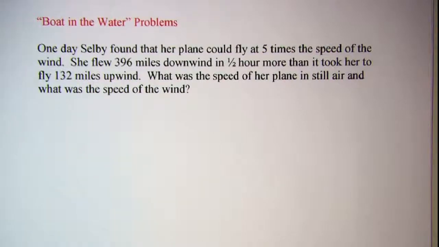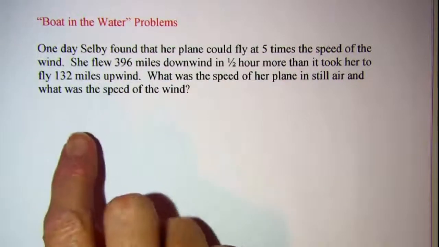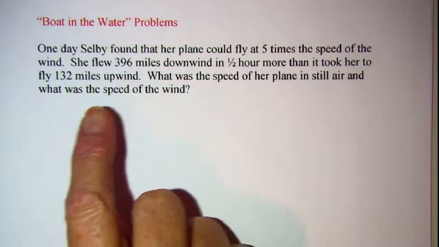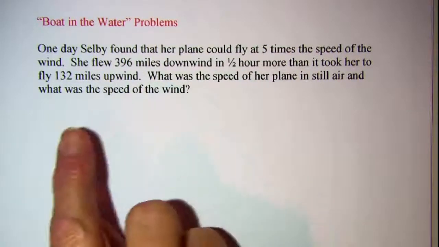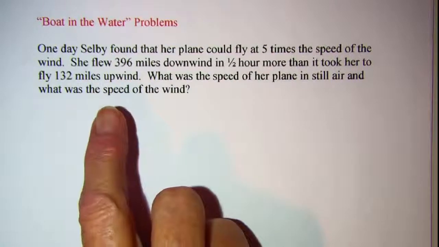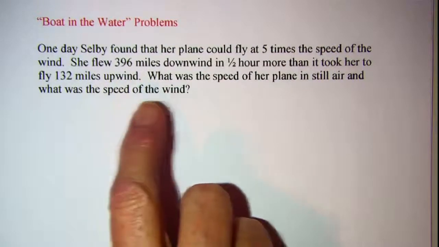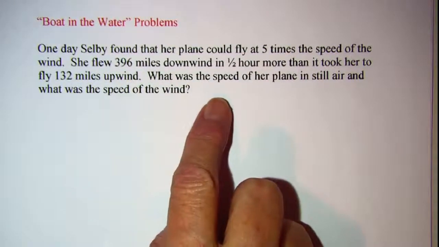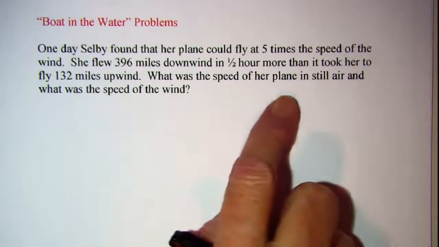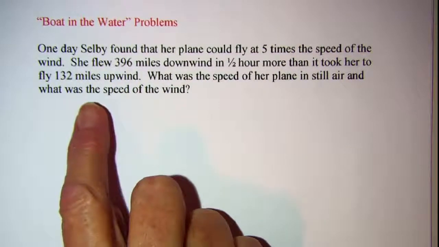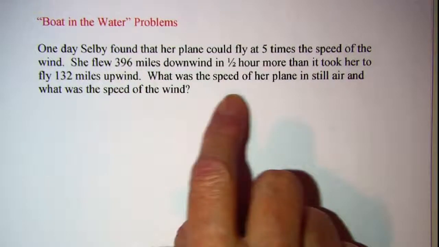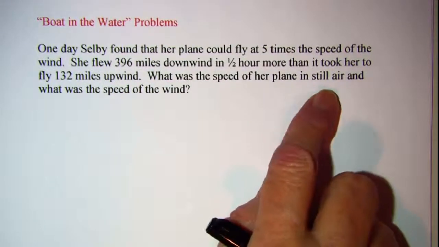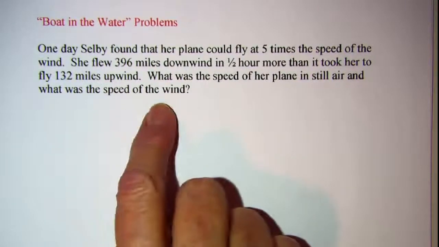So the first problem that we're going to look at is: one day Shelby found that her plane could fly at 5 times the speed of the wind. She flew 396 miles downwind in 1/2 hour more than it took her to fly 132 miles upwind. What was the speed of her plane in still air, and what was the speed of the wind?